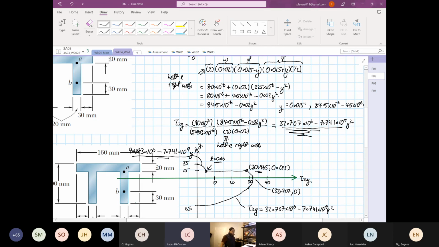For the web, could we have found the distribution by going below the centroid too? Below the centroid? Yeah. For the web, yes. The answer will be the same, but not for the flange.